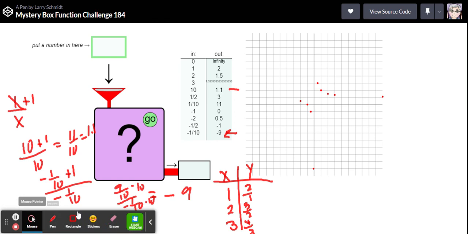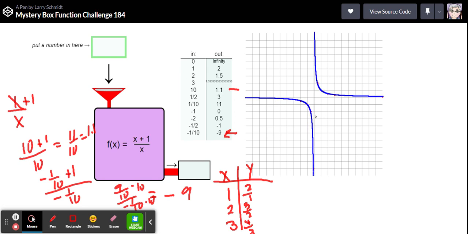Wow, that was a tricky one, I think. Let's see if we're right. Yeah, we've got x plus 1 over x, and we can graph that as well. Very much like the graph for 1 over x, it's just been raised up by 1 so that the asymptote is here at y equals 1.